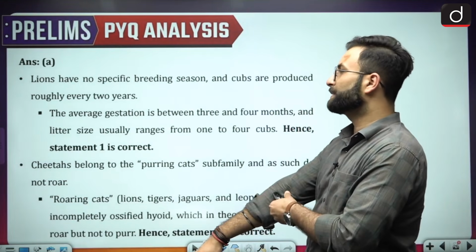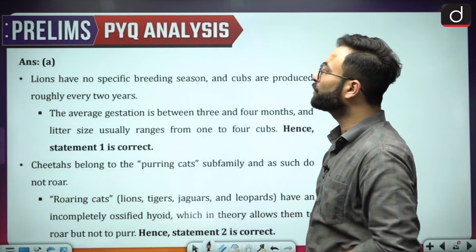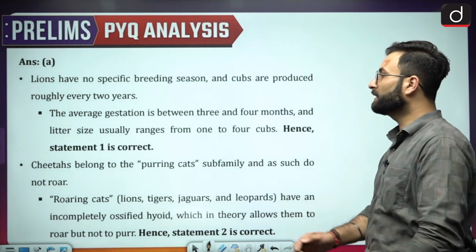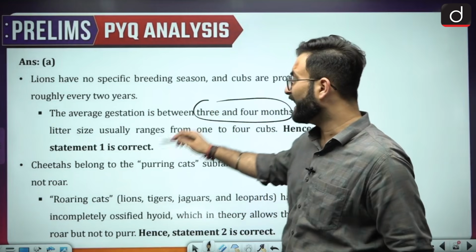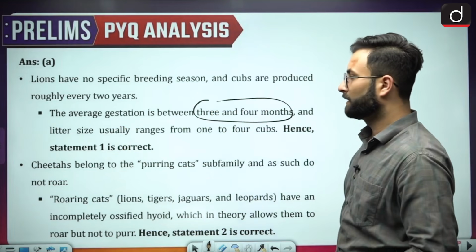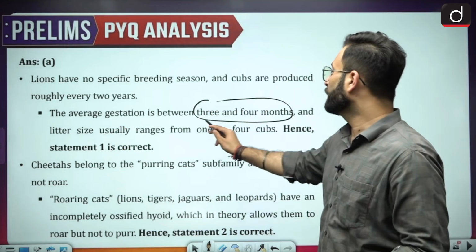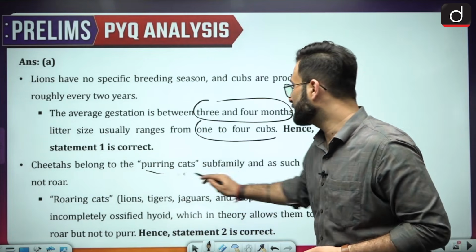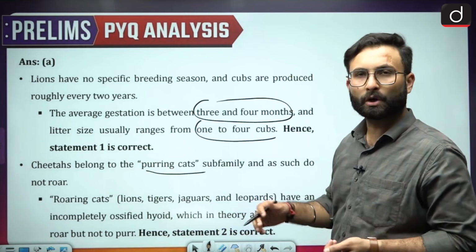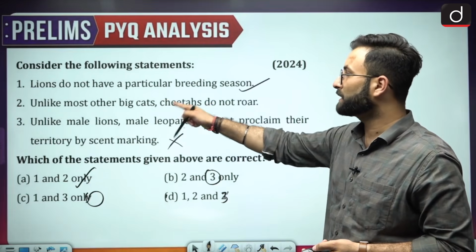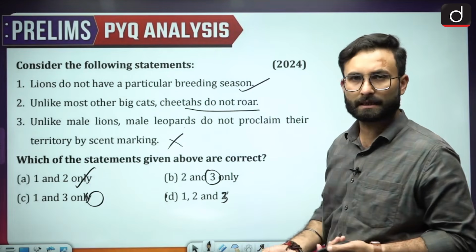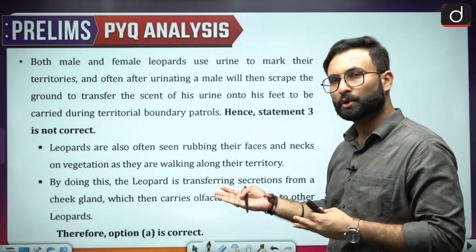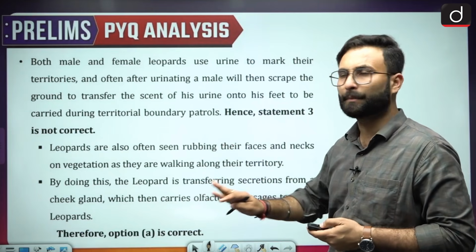Lions do not have any specific breeding season, and the cubs are produced roughly every 2 years. The average gestation is between 3 to 4 months, and litter size usually ranges from 1 to 4 cubs. Then coming to the next one, cheetah belongs to the purring cats subfamily, so they do not roar. Here the statement was, unlike most other big cats, cheetahs do not roar, so that is perfect. Coming to the next one, when we talk about marking the territory, I told you that they will be leaving their scent and marking the territory.